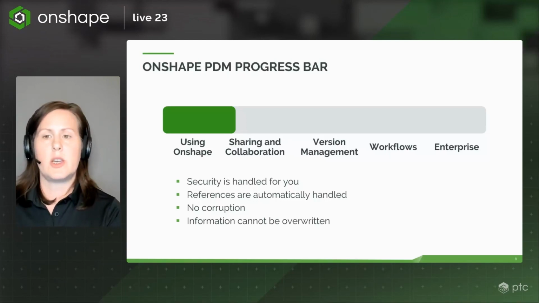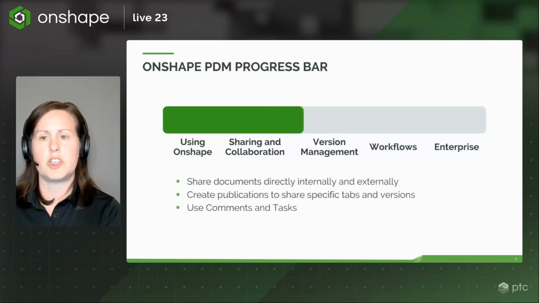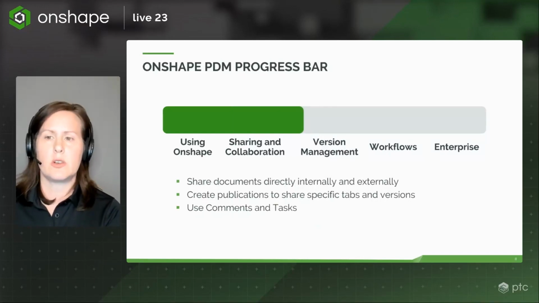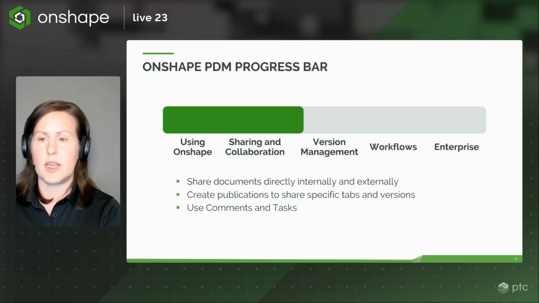Once you're comfortable with using Onshape's basic features, the next common progression is sharing and collaboration. Share your documents directly with internal and external contacts. Take it up a notch by sharing specific tabs or versions in a publication. Collaborate through comments or use tasks to assign project duties.